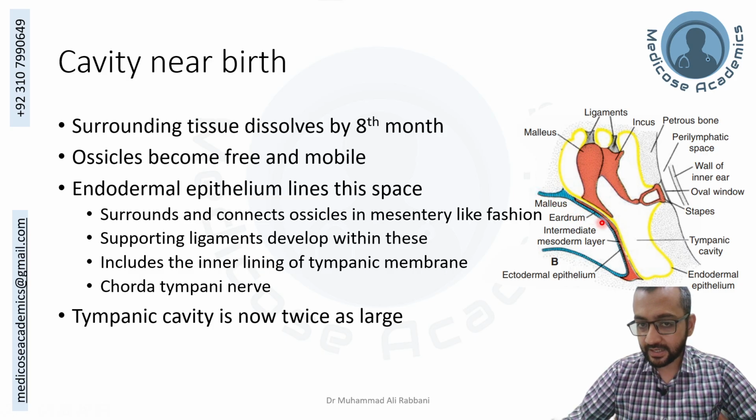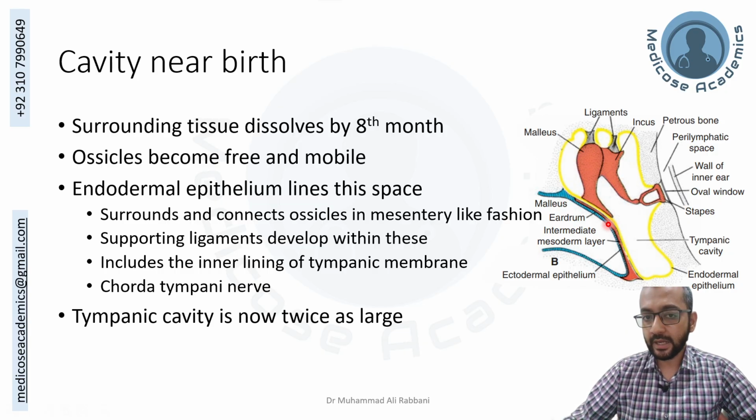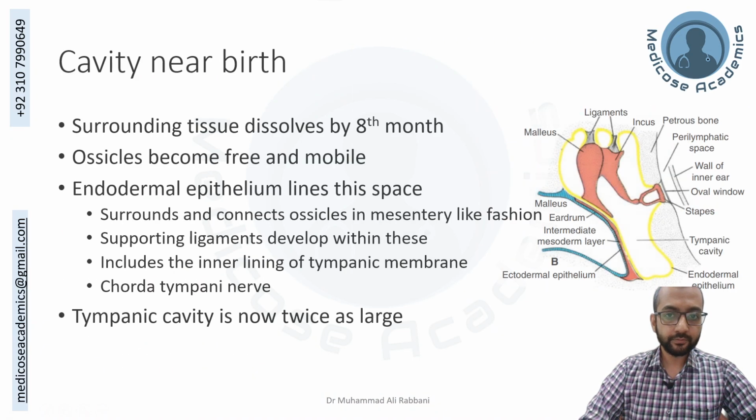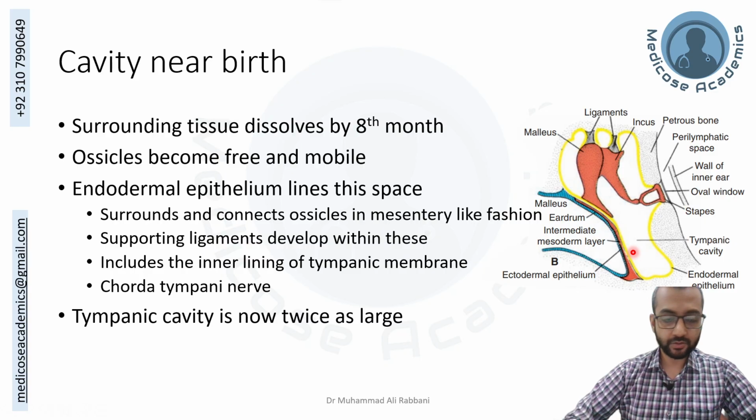It has an outer surface, that is the extension of the ectoderm. So the outer surface will be ectodermal in origin, the inner surface will be endodermal in origin, coming from the first pouch, and in between them it will be coming from mesenchyme. Okay, let us talk further.